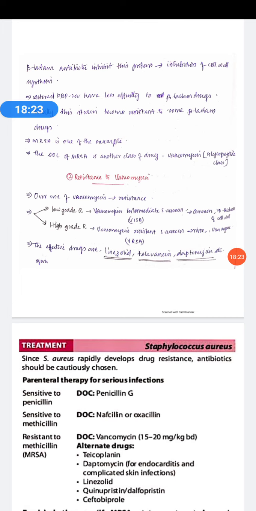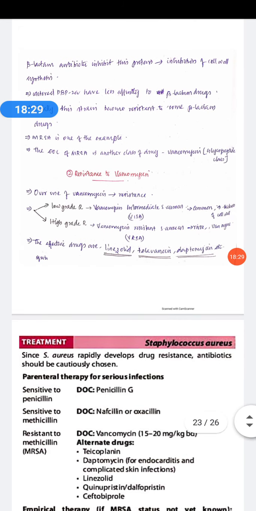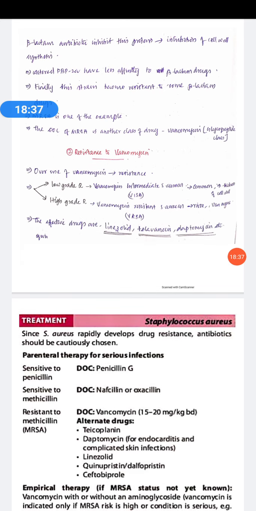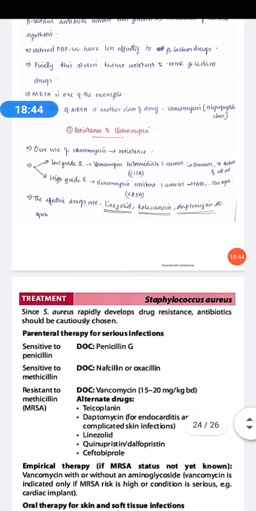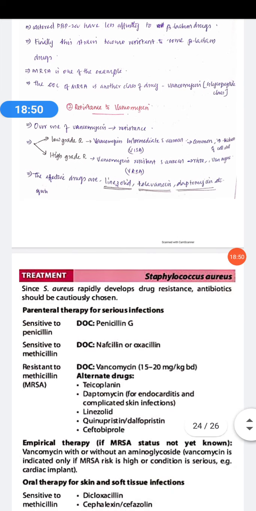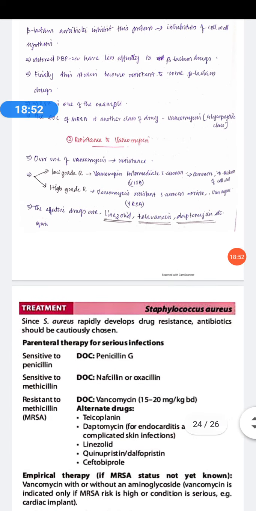MRSA is one example, that is methicillin resistant Staphylococcus aureus. For MRSA we cannot use beta-lactam antibiotics, so we use another class of drug; the drug of choice is vancomycin. It is a glycopeptide class drug.